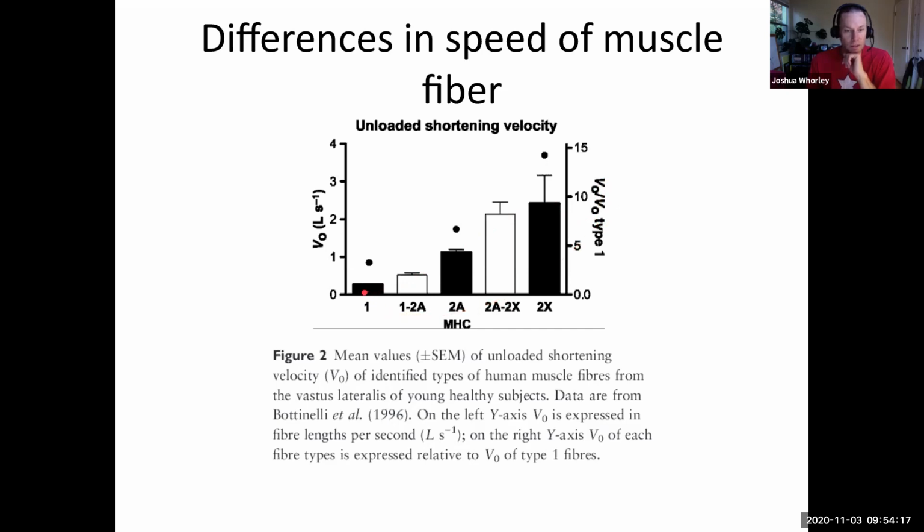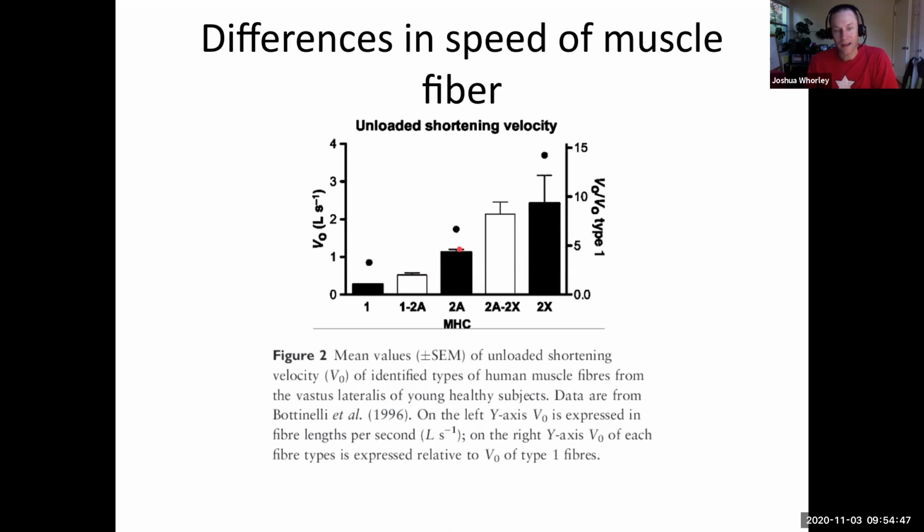So this is just itself, right? You can see it doesn't shorten very quickly. Here's a type 1 2A. It shortens about twice as fast as this type 1, if we're thinking about the shortening velocity in comparison to this. So this is at 1, that's about 1, and this is at about 2, maybe a little bit more than 2.